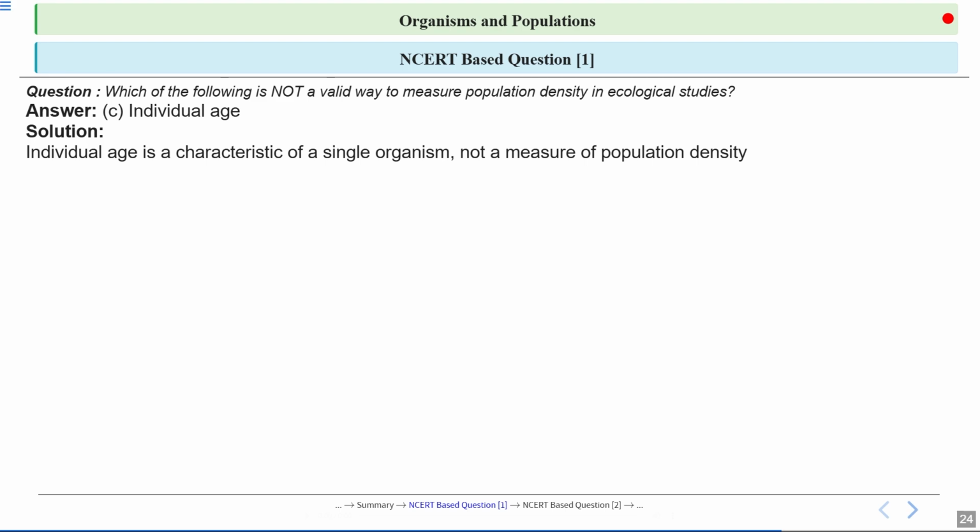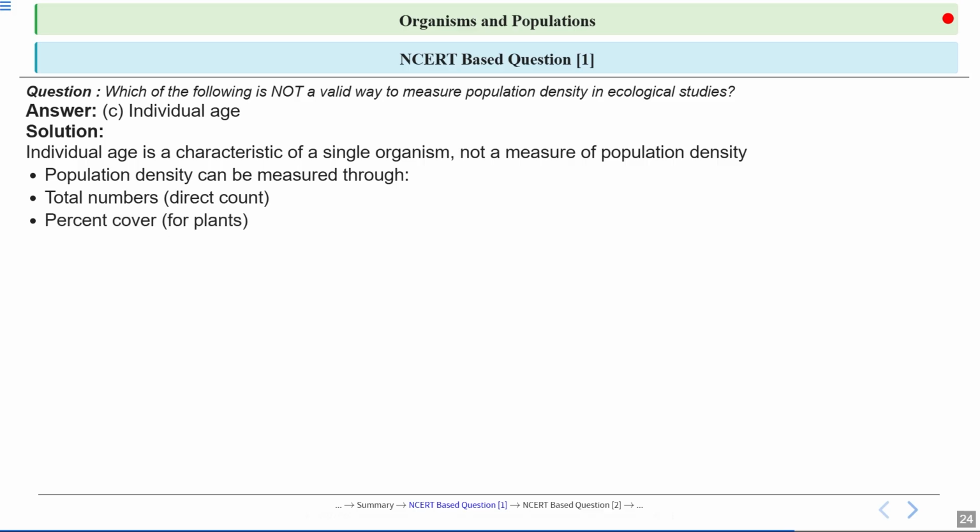Individual age is a characteristic of a single organism, not a measure of population density. Clear? Population density can be measured through, first, total numbers, which is a direct count. It is a straightforward method and gives a clear picture of the population size, especially in smaller or more accessible areas. Next is percentage cover, primarily used for plants. This measures the area covered by a species within a given plot.